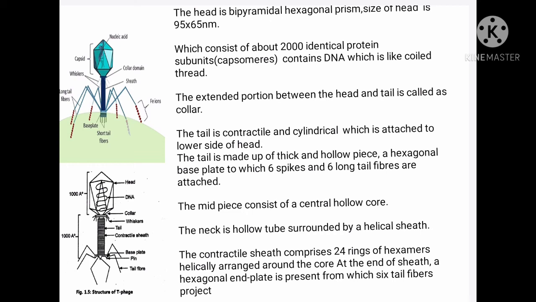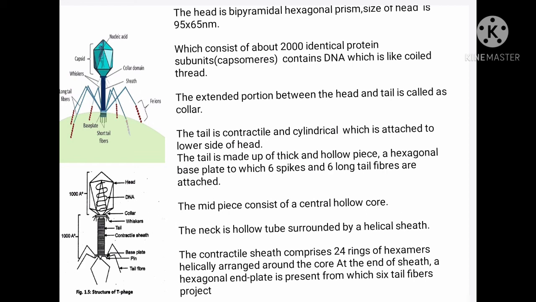It has a polyhedral head, neck, collar, core, sheath, end plate, and 6 tail fibers. The head is a pyramidal hexagonal prism. The size of the head is 95 by 65 nanometers, which consists of about 2000 identical protein subunits. These are called capsomers, and it also contains DNA which is like a coiled thread. The extended portion between the head and tail is called the collar. The tail is contractile and cylindrical, attached to the lower side of the head.